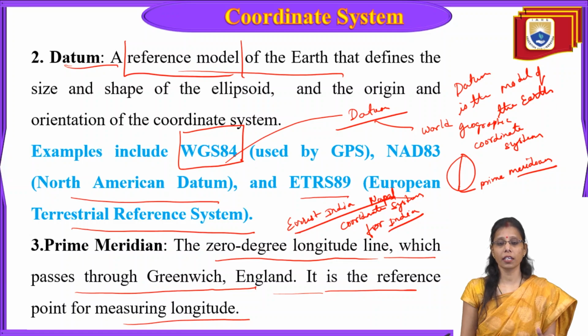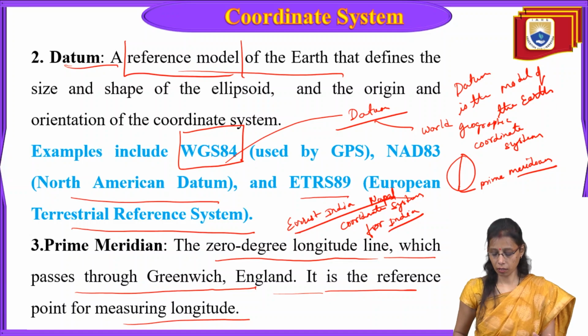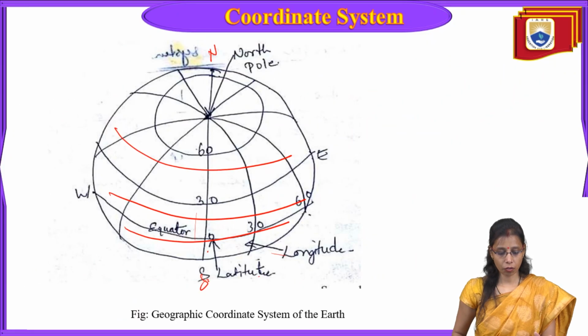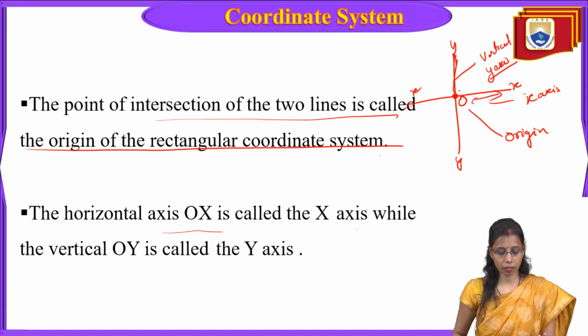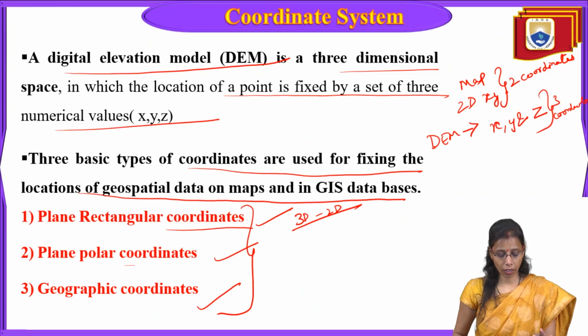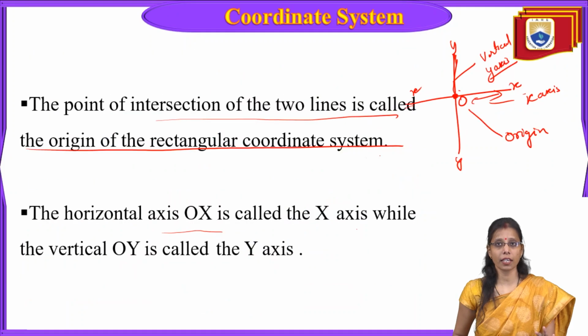The coordinate system is always in the form of x and y, the x coordinate and y coordinate, because once you convert to 2D, it will be x and y. When we talk about the Earth, it has x, y and z coordinates, three coordinates on the Earth's surface. When assigned to a 2D map, that converts to x and y coordinates. The three types of coordinate system we can assign to the map are the plane rectangular coordinate system, the plane polar coordinate system and the geographic coordinate system.